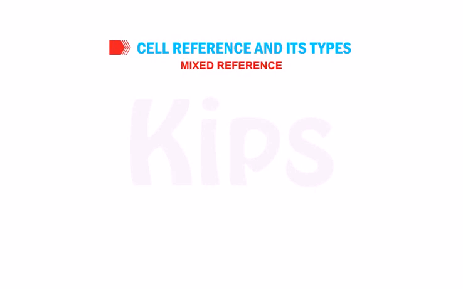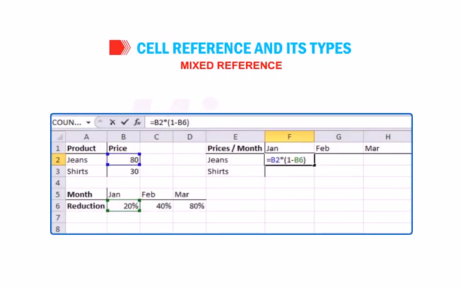Now the third type of cell reference is mixed reference. It is a combination of relative and absolute reference. In this type of reference, either the row or the column has to remain fixed. $A1+$A$2 is an example of mixed reference.